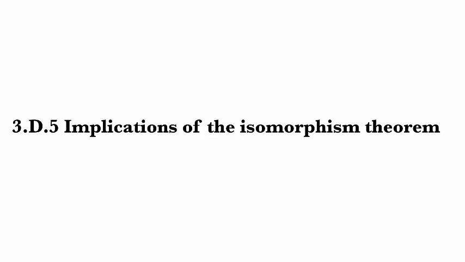So there's a lot of stuff that follows from this theorem that any two n-dimensional vector spaces are isomorphic that we showed in the last clip. And so we'll talk about a couple of those. So the first one is that any two isomorphic vector spaces have the same dimension.